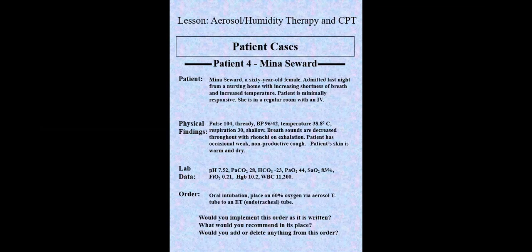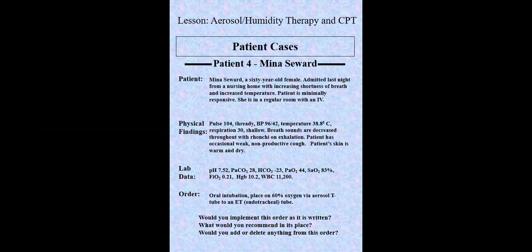She has an IV. Pulse is 104, but thready. That means it's, you can barely feel it, okay? Blood pressure is dropping at 96 over 42. Temperature, 38.8 degrees. Respirations, 30 and shallow. Breath sounds are decreased. You barely hear it throughout, with rhonchi on exhalation. Patient has an occasional weak, non-productive cough, and her skin is warm and dry.